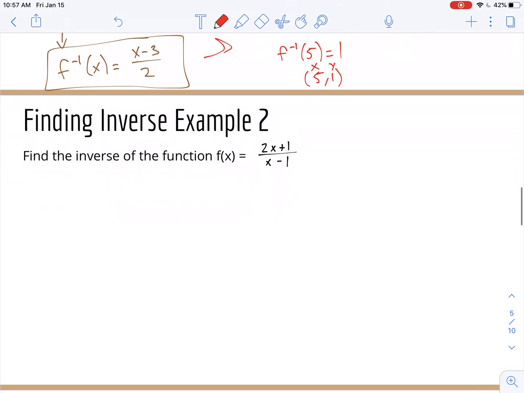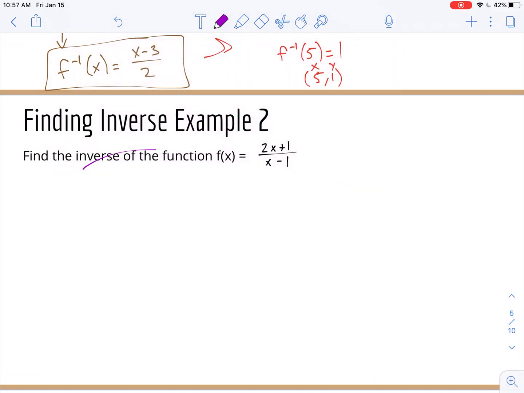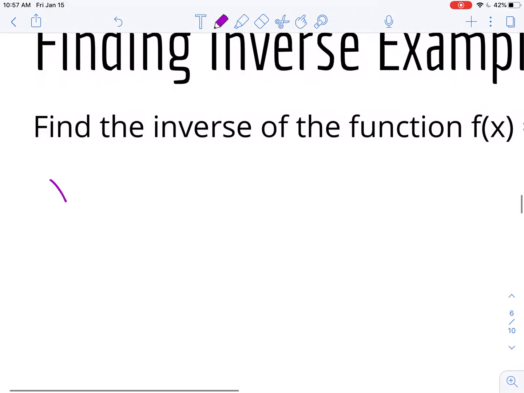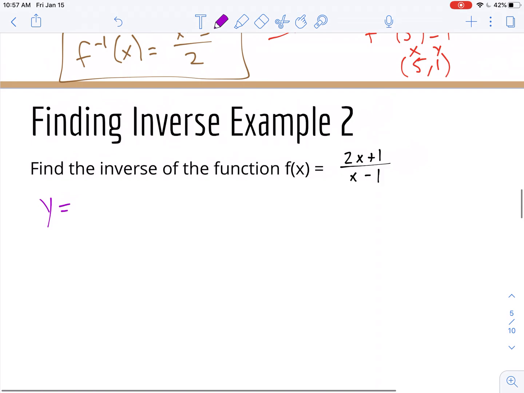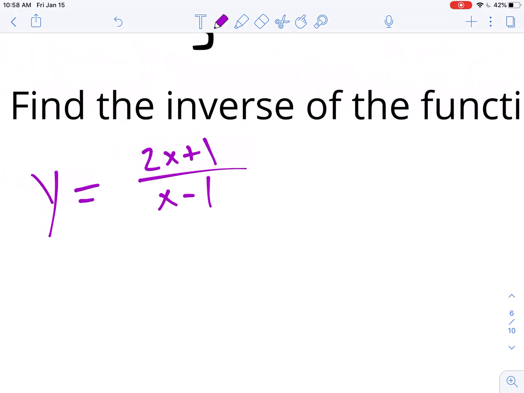It gets a little bit trickier when I have a rational function, especially when I have a rational function with variables in both my numerator and denominator. So here I'm going to start it off the exact same way that I already did. I'm going to say y is equal to 2x plus 1 over x minus 1. I'm going to change that f of x to y, and then I'm going to say that x is equal to 2y plus 1 over y minus 1.